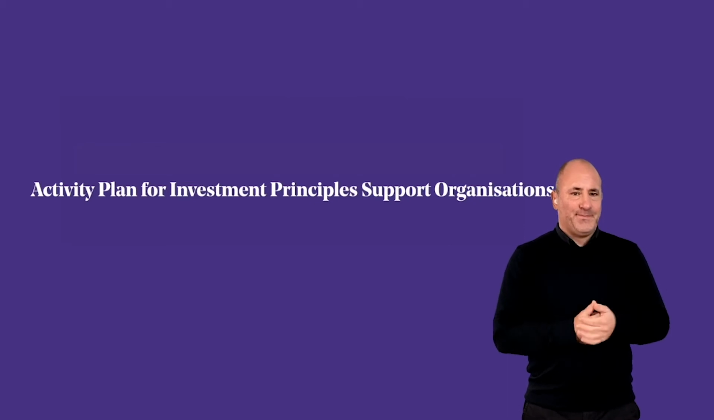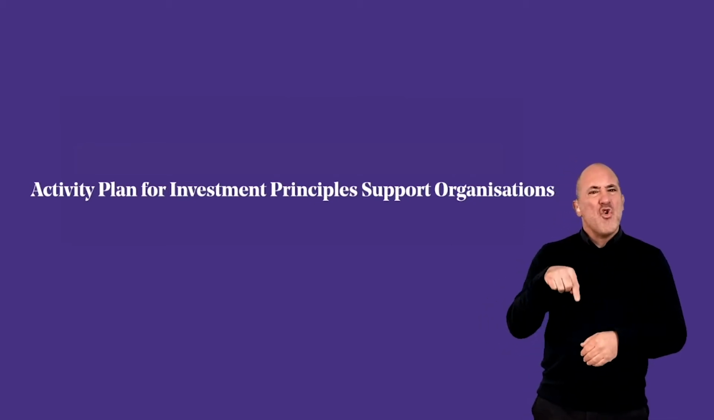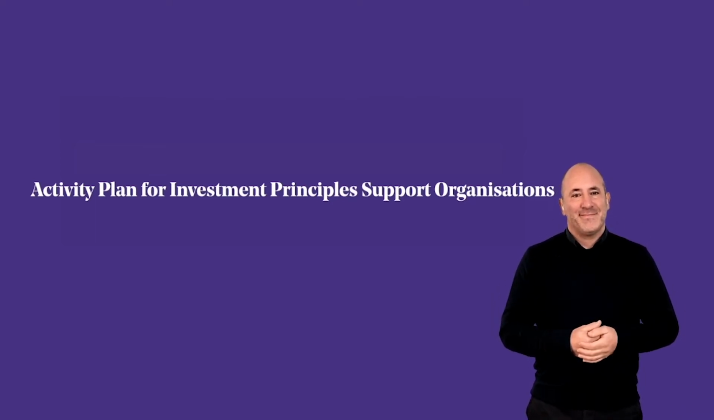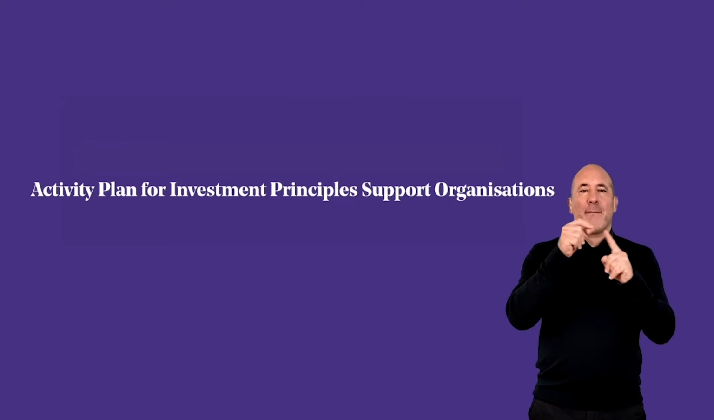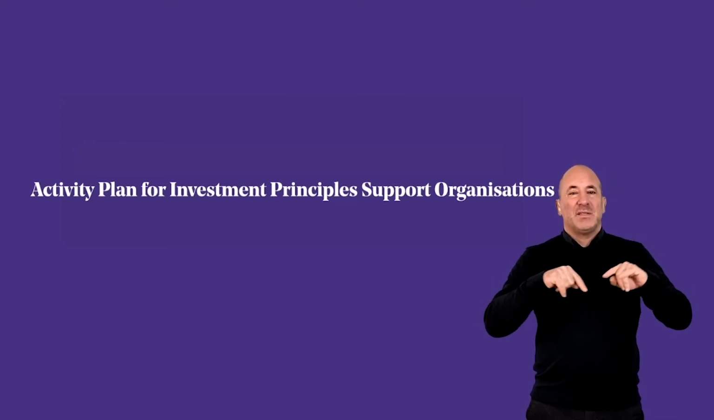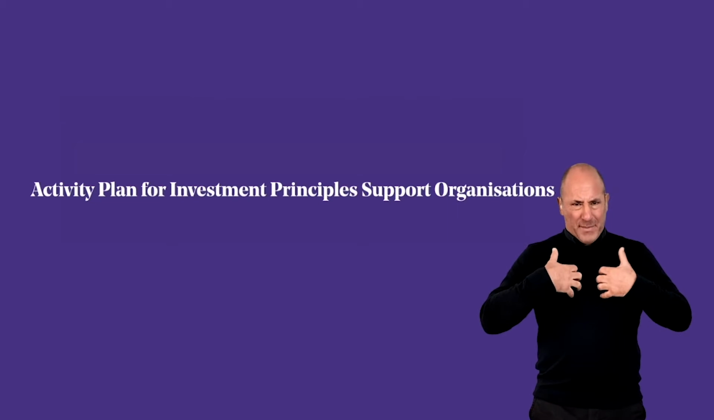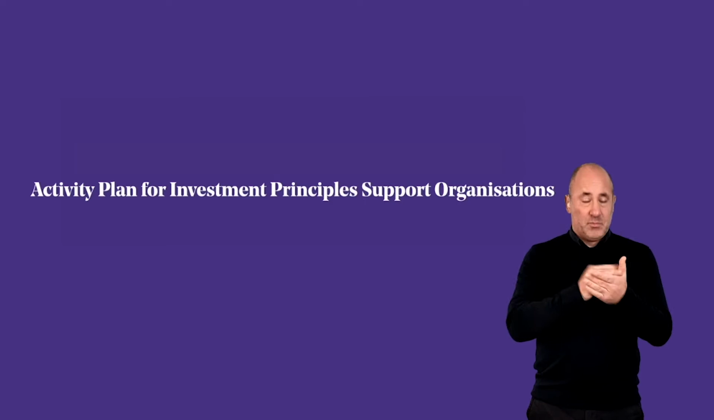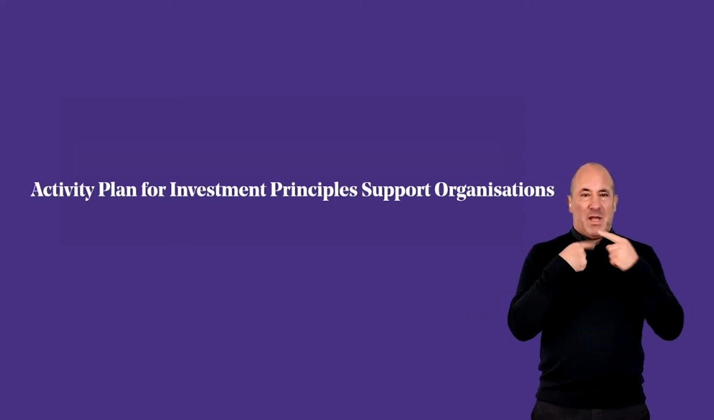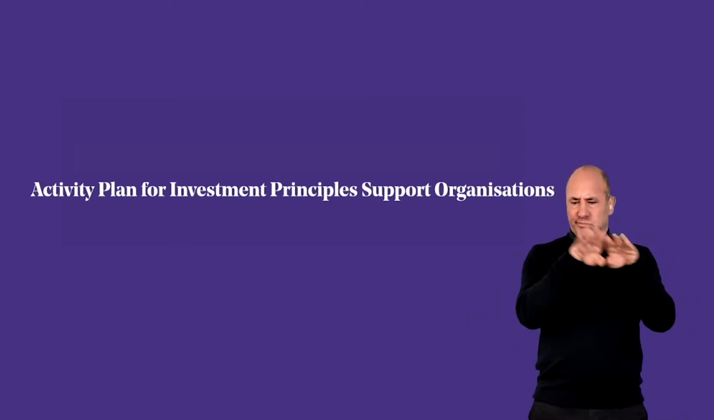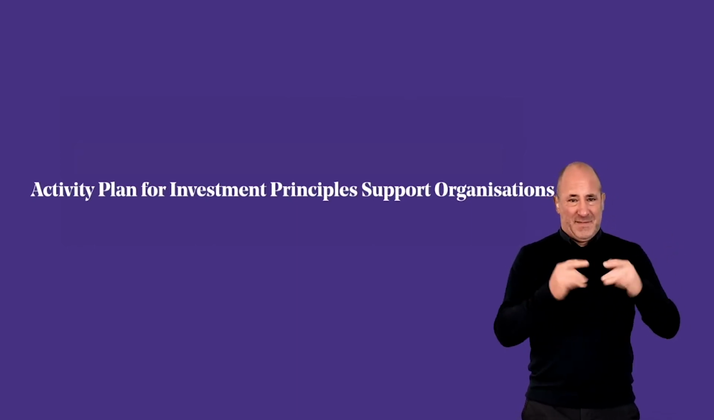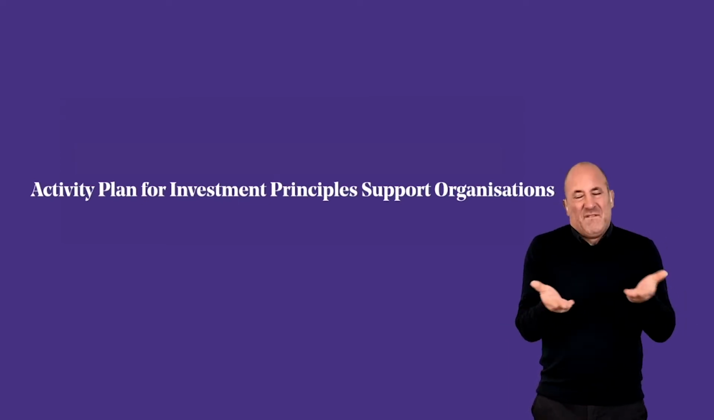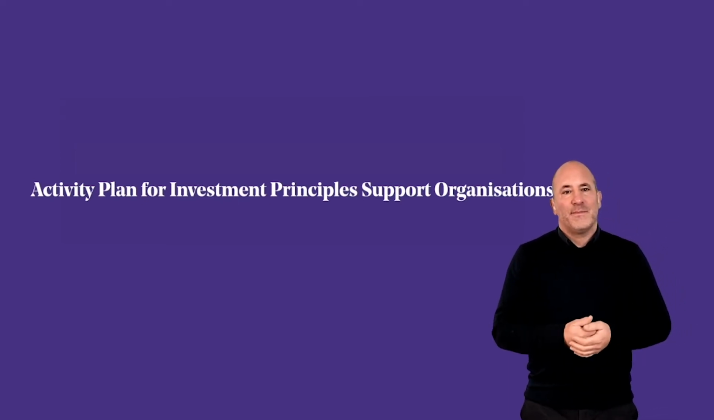In this session, we'll go through what the activity plan is, what it's for, why we're using it, and what you need to tell us when you're filling it in. The Activity Plan for Investment Principles Support Organisations is a template which requires you to demonstrate how your ambitions align with our strategy. We're requesting this information using a template to ensure that the information we receive as part of National Portfolio applications is consistent and comparable. The template allows us to ensure that we can easily, clearly, and fairly assess applications.